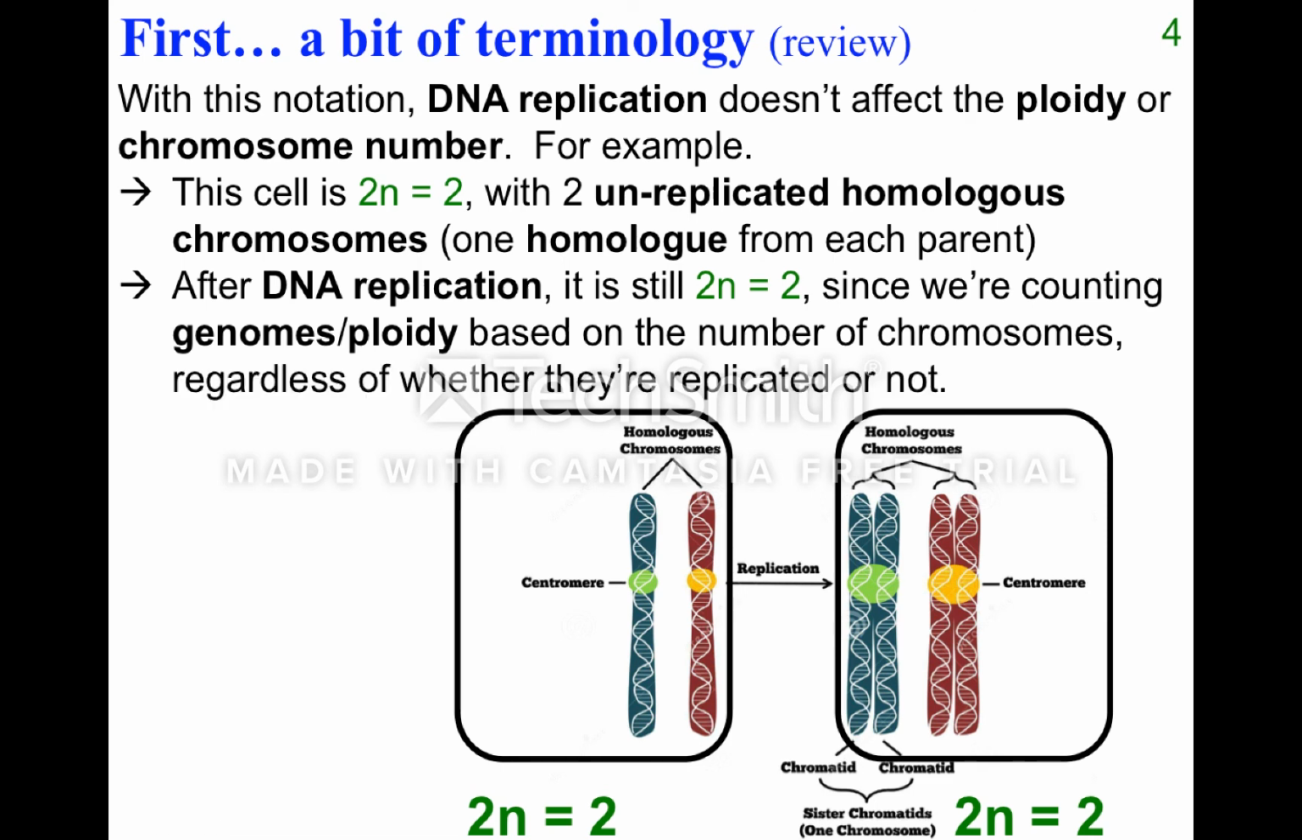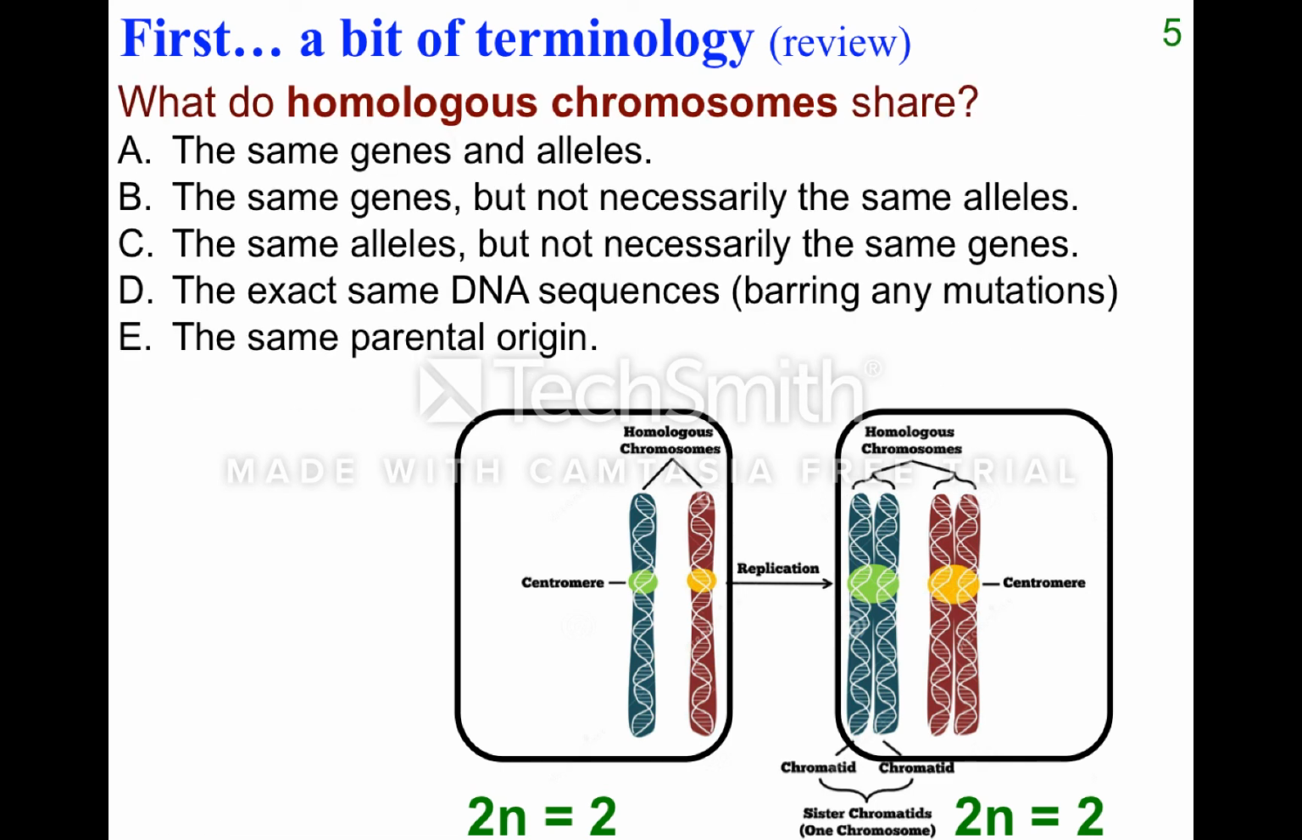All right. So first clicker question is, what do these homologous chromosomes share between them? If you're looking at a pair of homologous chromosomes, pause it now and think of your answer. Okay, and I'm assuming you chose your answer. The correct answer here is B.